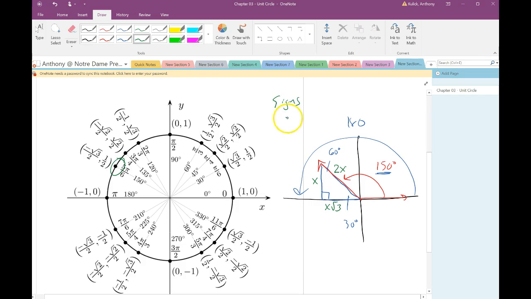So remember that this is quadrant 2. Inside quadrant 2, the x's are negative and the y's are positive. So this value that's going left and right is negative. This value going up and down is positive. So now, to fill in my unit circle, I'm just going to do cosine of 150, which is opposite over hypotenuse.